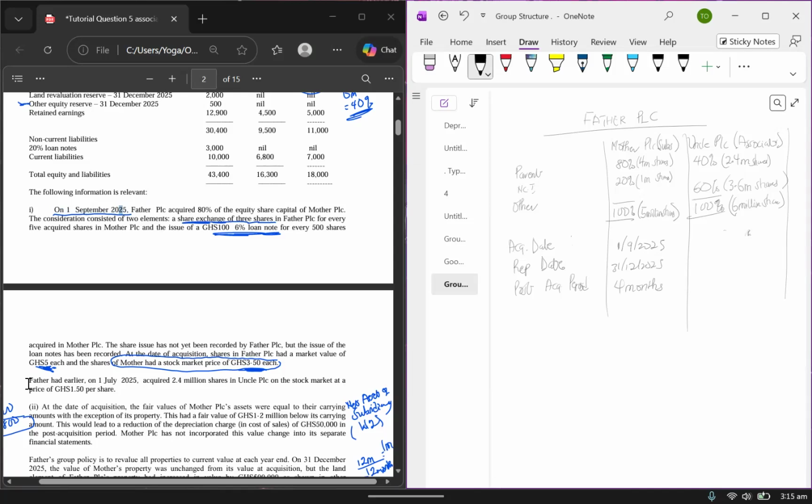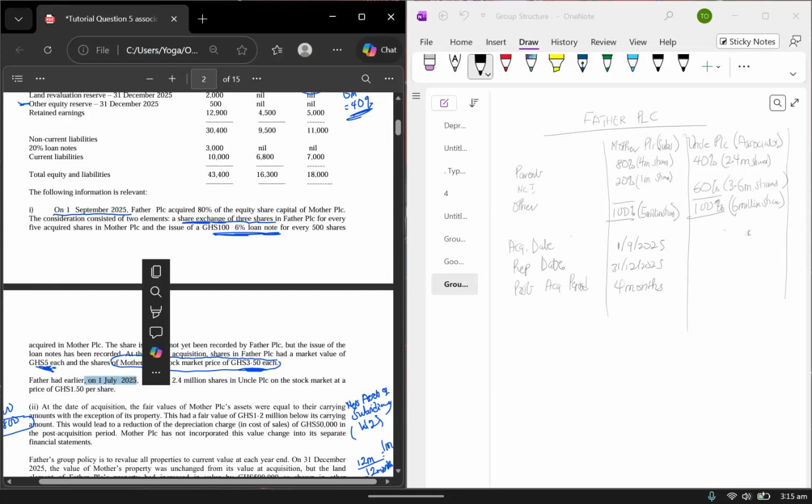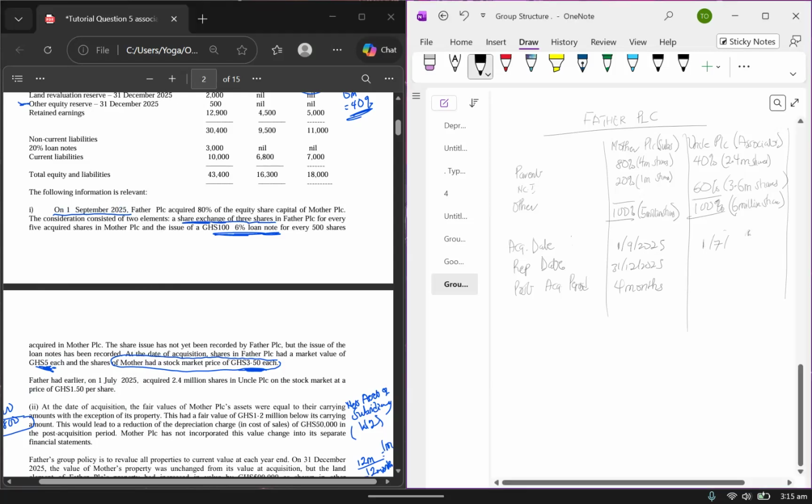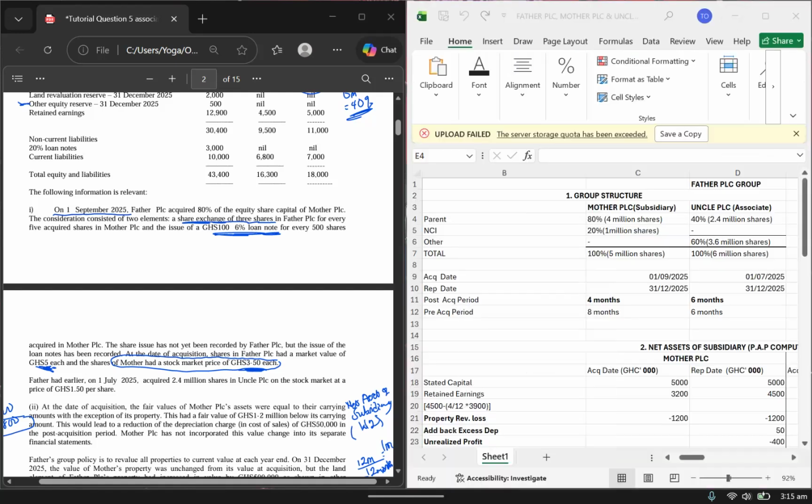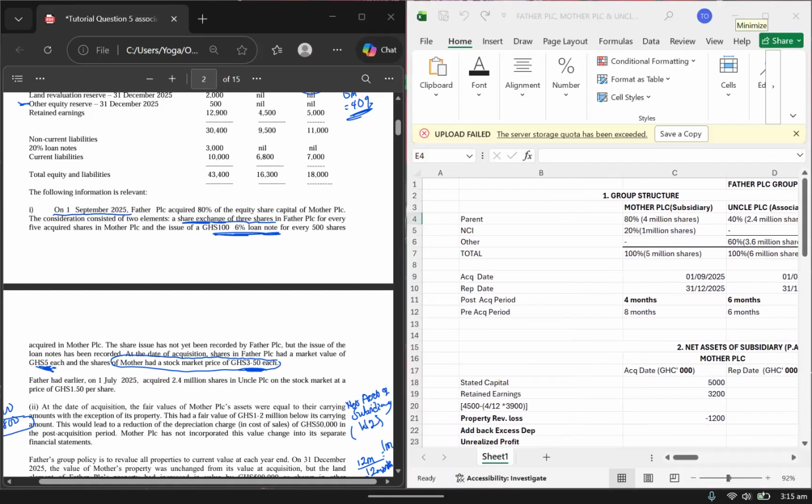But for the associate, the acquisition date was 1st July. So 1st July is the 7th month, and we are reporting on 31st December 2025. We have 6 months. Okay, so this is basically the group structure that I'm having here.